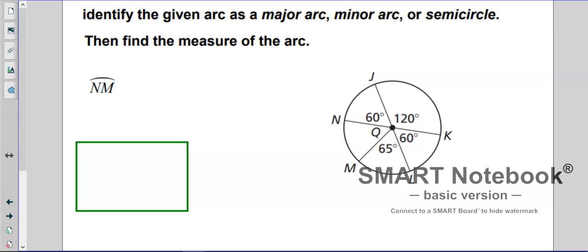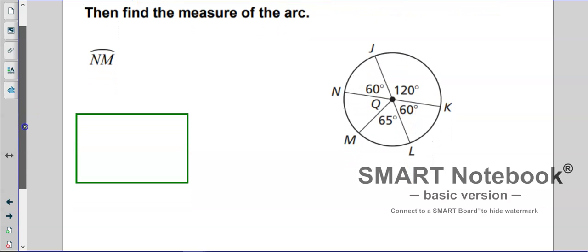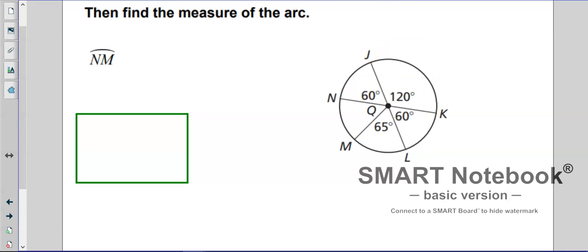Identify the given arc as major, minor, or semicircle, then find the measure. Well, right off the bat, we have 2 letters, so we know it's going to be a minor arc. Now, there are a few different ways to do this. Notice how we have every piece, 60, 120, 60, and 65, except for Q. All right? So we can add those up and subtract from 360, and we'll find NQM, or arc NM.